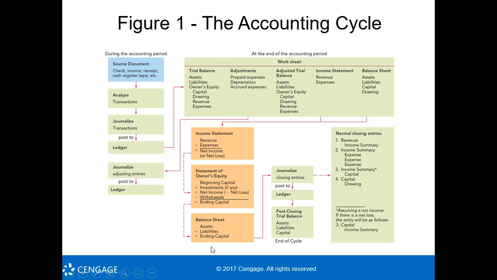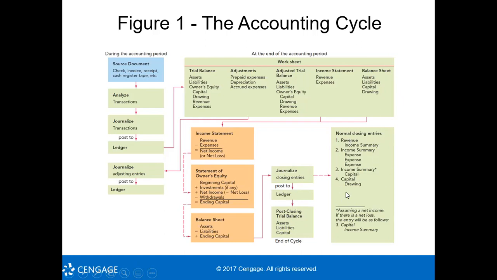Again, we get to step 7 if we are a company that closes our books every month, we get to step 7 of the accounting cycle every month. And then step 8, journalize the closing entries. And then we want to post those closing entries to the ledger accounts and then prepare the post-closing trial balance, right? And that ends the accounting cycle.